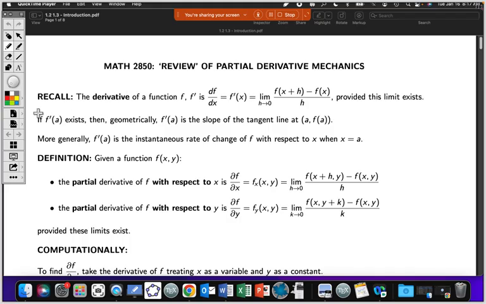All right, quick review here of derivatives. The derivative of a function, f prime of x, df dx. What we're looking at is the change in the function divided by the change in x. So the change in the outputs over the change in the inputs. And then we take a limit as delta x goes to 0. That gives us our instantaneous rate of change of f with respect to x. That's our derivative.